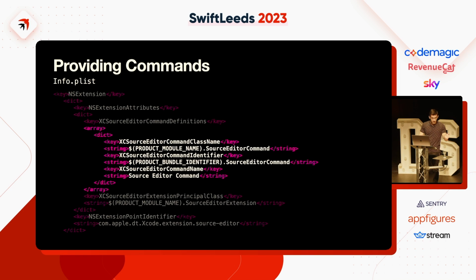So here's the info plist version. It's way simpler, but you'll see the same fields appearing: class name, command identifier, command name. So you can specify that here if you don't need to turn commands on and off. And it's also worth noting that whatever order you specify here is the order those commands will appear in Xcode.